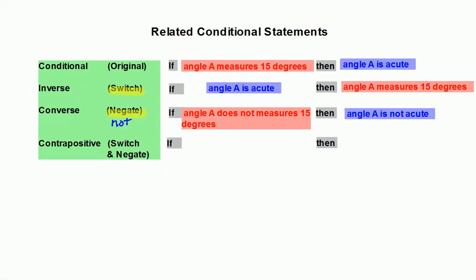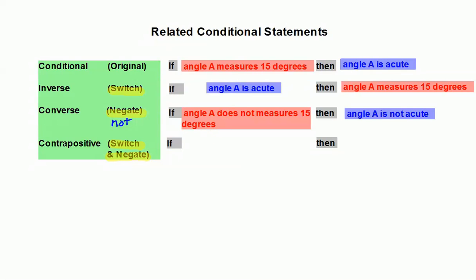The last one is called the contrapositive. The contrapositive is you do the combination of a switch and a negate. So you're going to switch the originals by switching the hypothesis and conclusion around, and you're going to negate them by putting the word not. Okay? So what I would do is you're going to switch them.